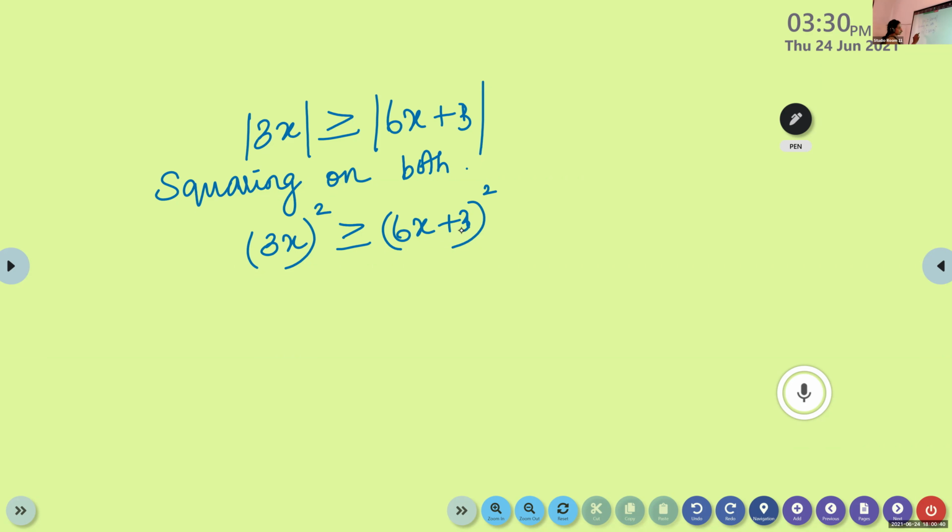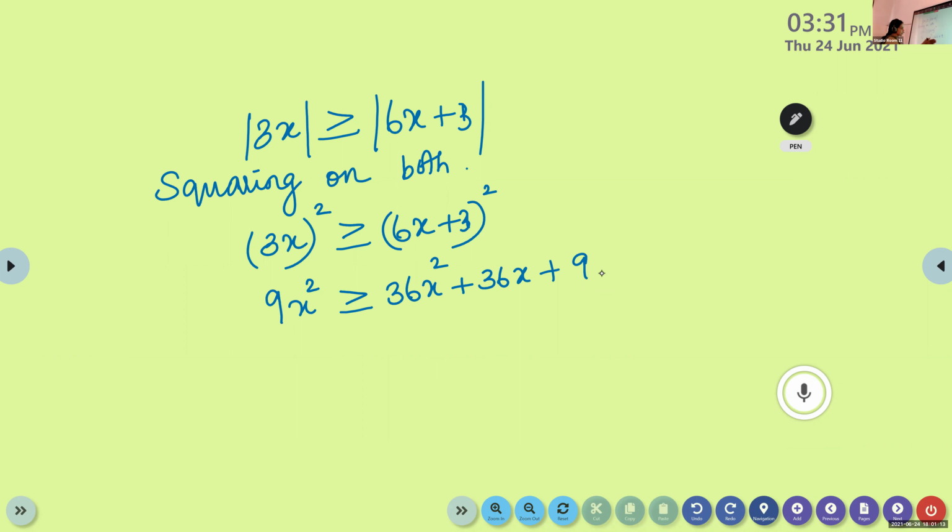So now expand it. When we expand it here, what will you get? 9x square is greater than or equal to, here when we expand it, 36x square, 6 3s are 18, plus 36x plus 9. Nine x square is greater than or equal to 36x square plus 36x plus 9.